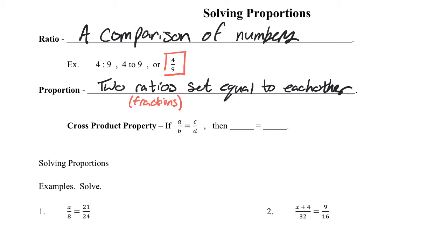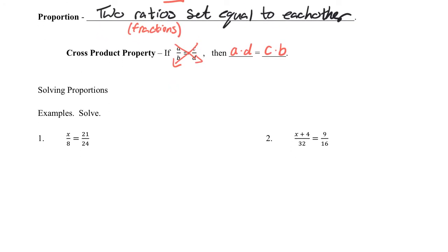So what this says is if A divided by B equals C divided by D, we can multiply on the diagonals. And we can say that A times D is going to equal C times B. And we're going to use that in order to solve our proportions. So let's take a look at some of these proportions.